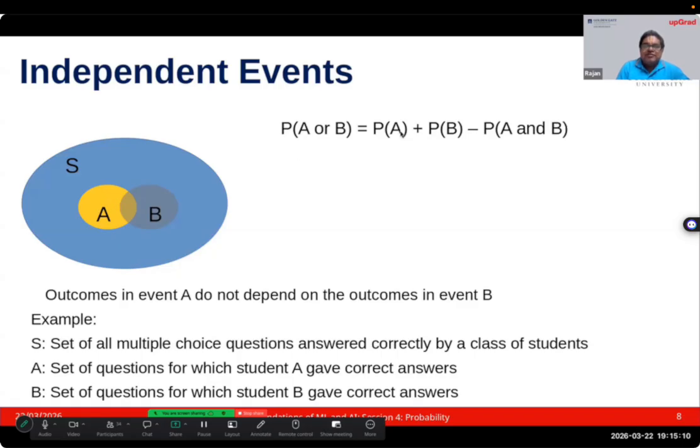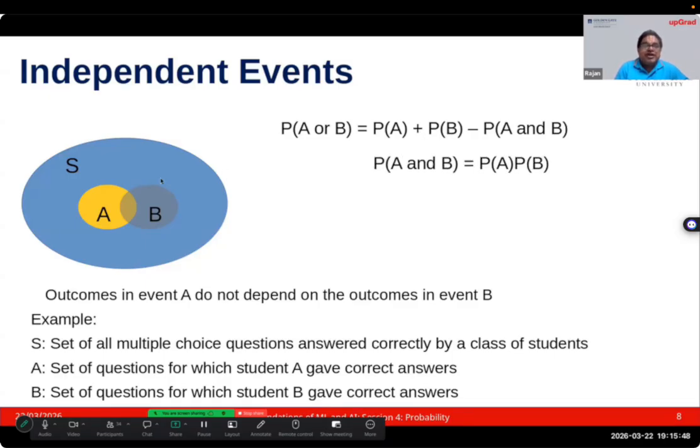Why? When we look at event A, we are looking at this entire yellow region, and when we look at event B, we are looking at this entire grayed out region. In this sense, we are counting this intersection region twice. Therefore, we have to remove it once. So that's why we have minus P of A and B. Since for mutually exclusive events P of A and B is 0, P of A or B is equal to P of A plus P of B. That's why we got that expression earlier.